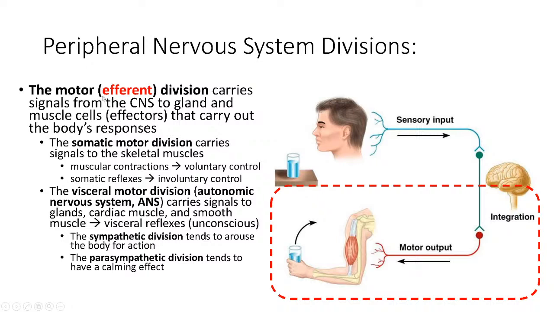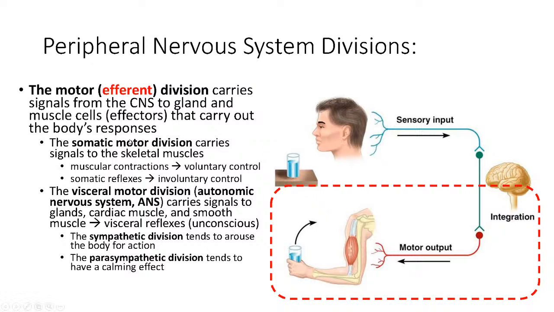All right, so the motor or efferent division of the nervous system carries signals from the central nervous system to the gland and muscle cells, also known as effectors, that carry out the body's responses. Another way of phrasing this, the effectors are the cells that carry out responses on behalf of the central nervous system. These effectors are going to be either glands or muscle cells. Doesn't have to be skeletal muscle, by the way. In the visceral division, we can control smooth muscle as we do in the GI tract or digestive tract.